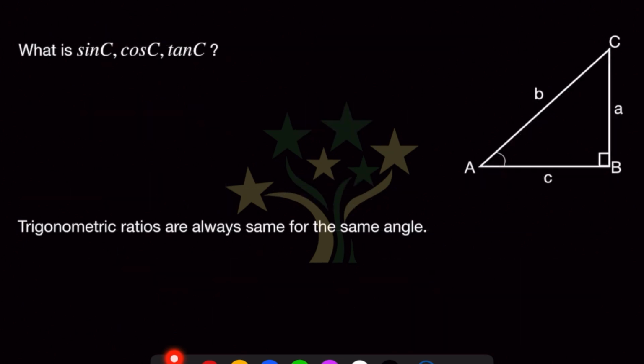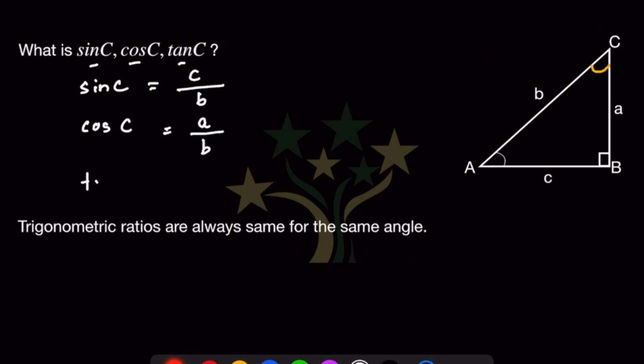So far we have seen what sin A, cos A, tan A is. Now if I tell you to find what is sin C, cos C and tan C, can you do that? Let's find out. The formula for sin, cos and tan remain the same, just now the angle is different, that is C. So for sin C, the formula is the same, that is side opposite by hypotenuse. Now the side opposite to angle C is C and the hypotenuse is B. Similarly for cos C, the side adjacent for angle C is A and the hypotenuse is B. For tan C, it is side opposite divided by side adjacent, that is C by A.